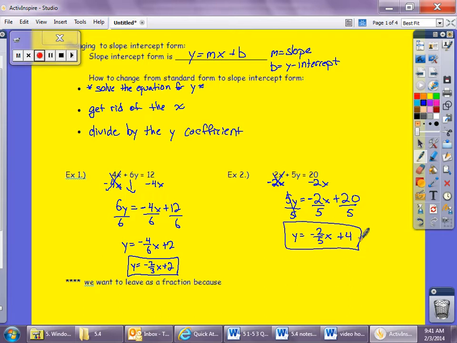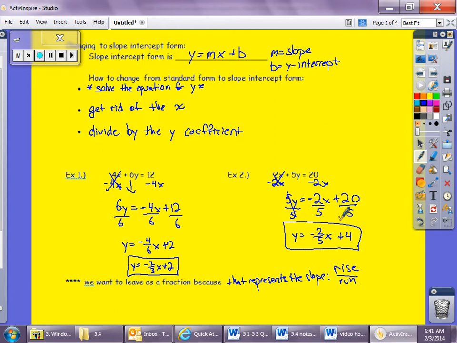And now we want to leave this as a fraction because that represents the slope, and we know that the slope is rise over run. So that's why we want to leave it as a fraction, so we know that negative 2 over 5 is down 2 and right 5. So we want to leave this as a fraction.